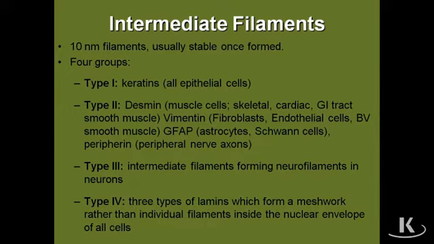It also forms what is known as glial fibrillary acidic protein, which is found in glial cells such as astrocytes and most Schwann cells, and peripherin, which is an intermediate filament that maintains the structural integrity of axons in the peripheral nervous system. Type 3 are intermediate filaments that are found forming structural supports in the cell bodies and dendrites of neurons. And type 4 intermediate filaments form lamins that form a meshwork inside the nuclear envelope of all cells.